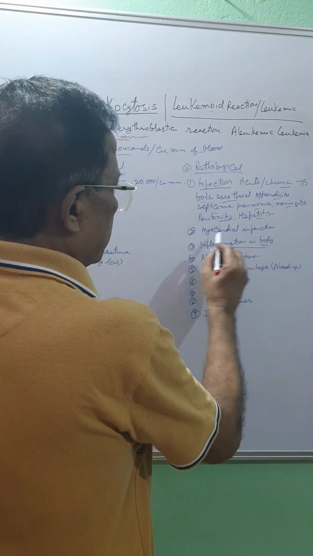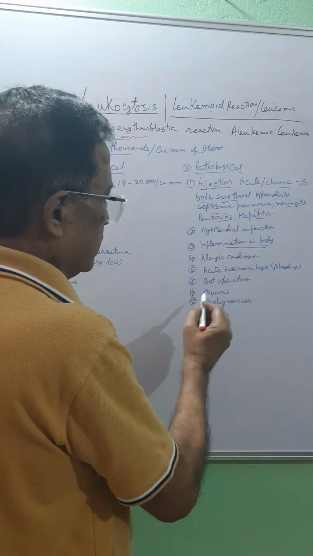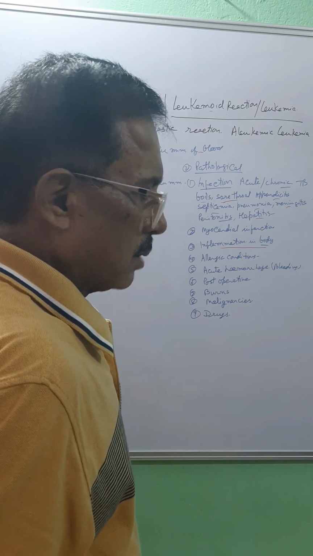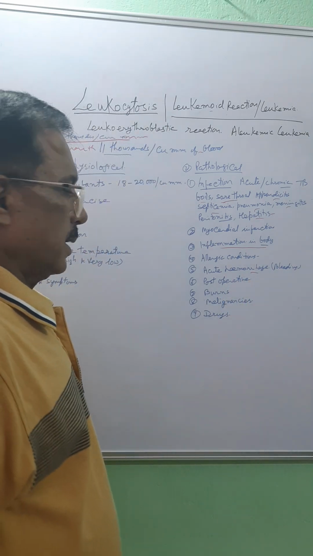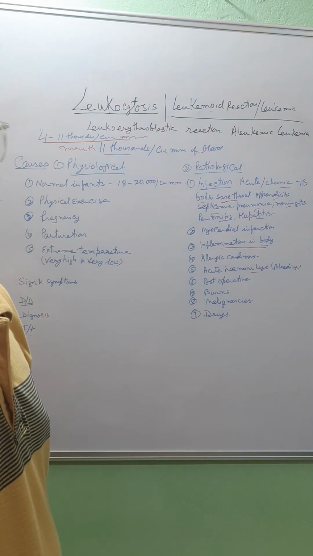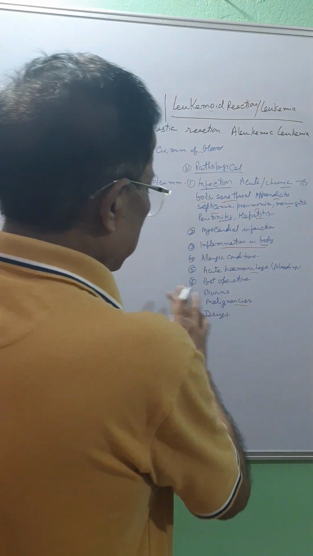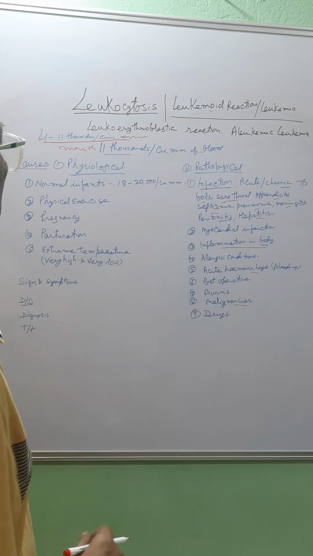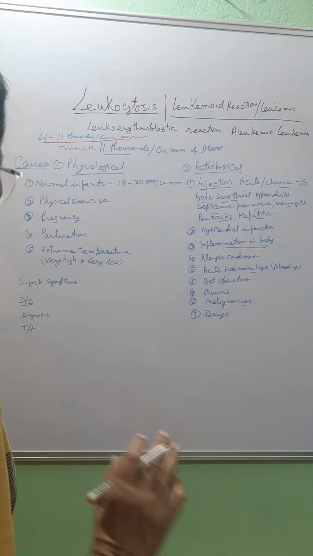Then after myocardial infarction, WBC is raised. Allergic conditions, for example, bronchial asthma, hay fever, or contact dermatitis. Acute hemorrhage, after acute bleeding, post-operative, burns, some drugs, and malignancies. In malignancy, the WBC count is raised. These are the causes of leukocytosis, physiological and pathological. Okay.